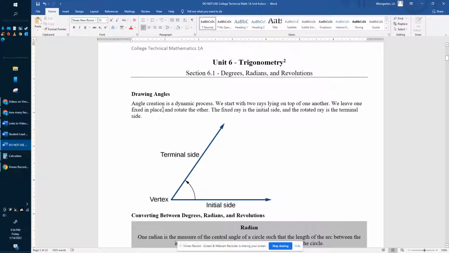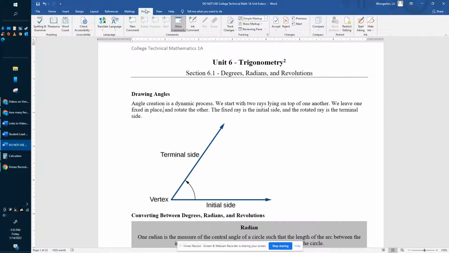In this unit, we are going to look at trigonometry. In section 6.1, we are going to work on converting between degrees, radians, and revolutions. So let's start with drawing angles and a few definitions.